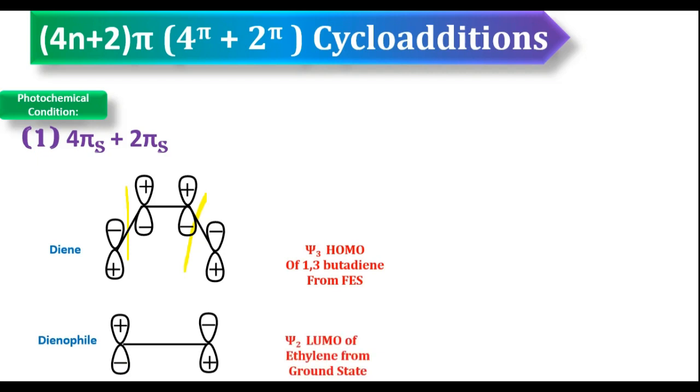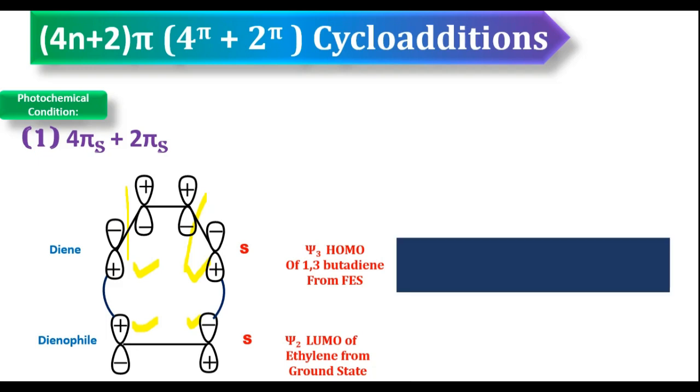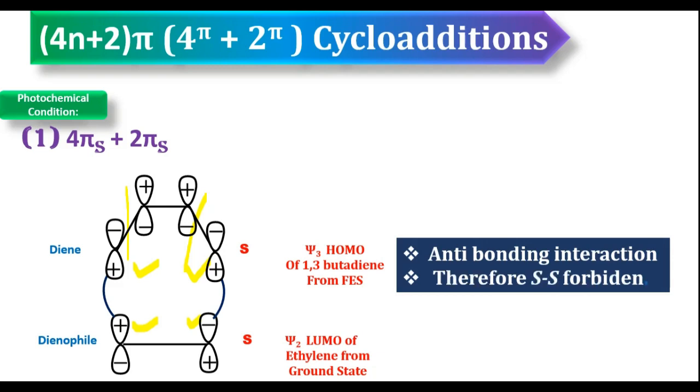Now supra mode of addition means the first pi partner undergoes supra mode of addition, and the second pi partner also undergoes supra mode of addition. So here I am selecting these two lobes, because this pi partner is supra mode of addition. Connect these two and connect these two. So this is a plus-plus interaction, and a plus-minus interaction. This is an anti-bonding interaction. Therefore, supra supra mode of addition is giving anti-bonding interaction. That's why supra supra is forbidden under photochemical condition.